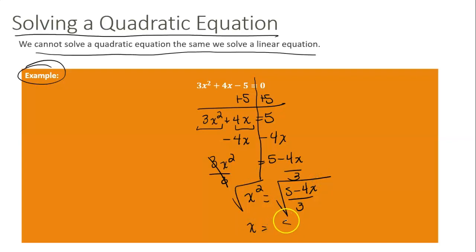So that gives me x equal to the square root of (5 minus 4x) over 3, and I still haven't solved. Because of the fact that I have an x squared and an x, essentially I have two different variables in the same equation. And I can't solve that equation in the same way that I would have solved a linear equation.